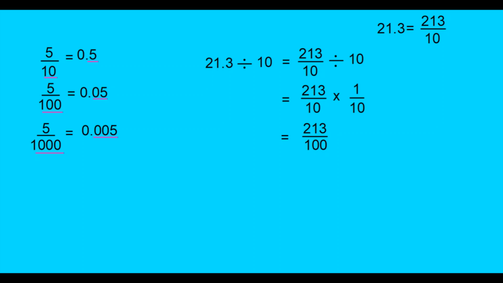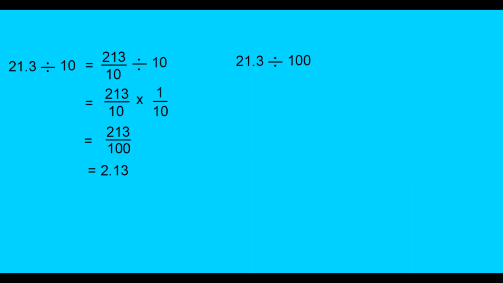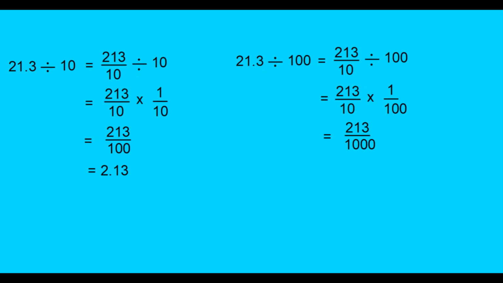Dividing by 100 means two decimal places will be there. So you will get 2.13. Same way, how will you find 21.3 divided by 100? 213 by 10 divided by 100. It is 213 by 10 into 1 by 100, which is 213 by 1000. Dividing by 1000 means 3 places of decimal, so 0.213.